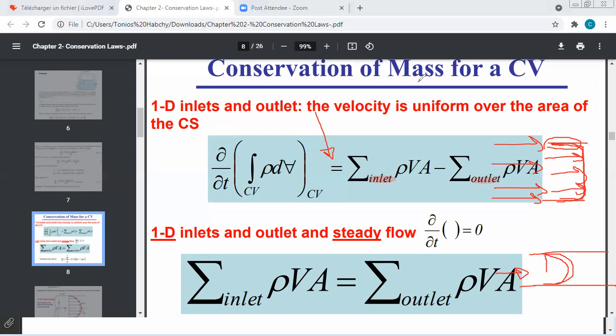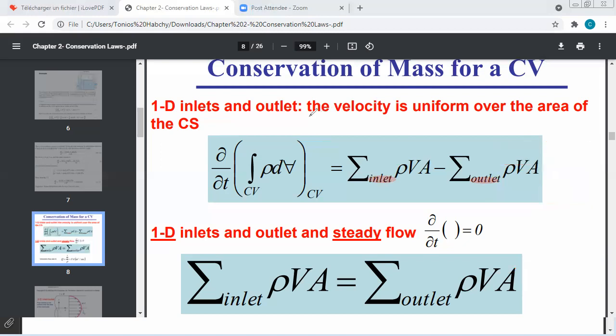So in case they told you in the given that you have a highly turbulent flow, or you can consider that the velocity is uniform over the area, then this will simplify things, because you don't need to integrate anymore, because you know that these terms m dot in, m dot out are due to the integration over the control surface.